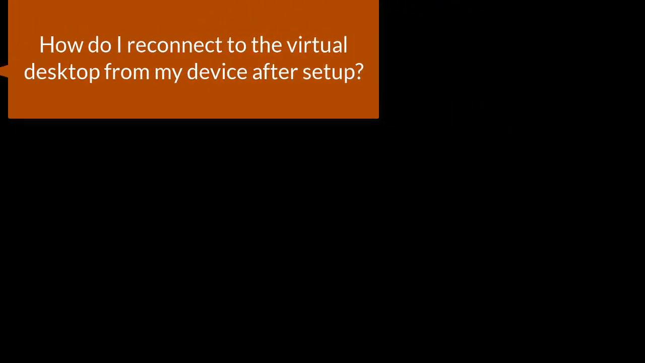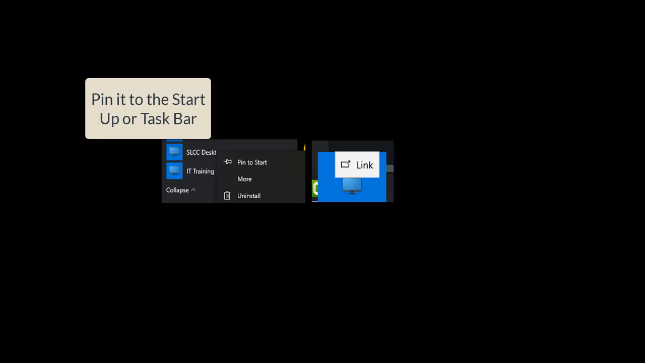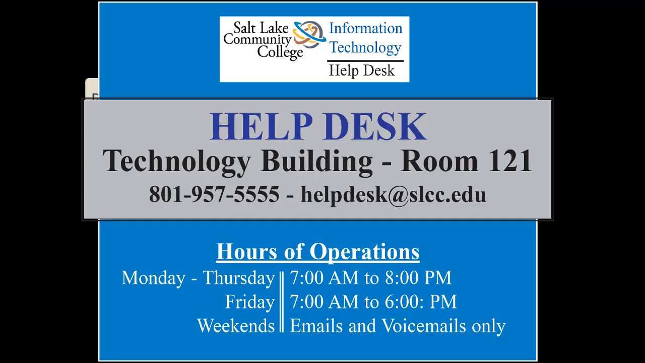Now, how do you go into the virtual desktop after this setup? Just simply click on the Windows icon to go into your startup menu, and you can choose from those favorite desktops. They'll be listed there for you. And you can always drag and drop them on the taskbar as a link.